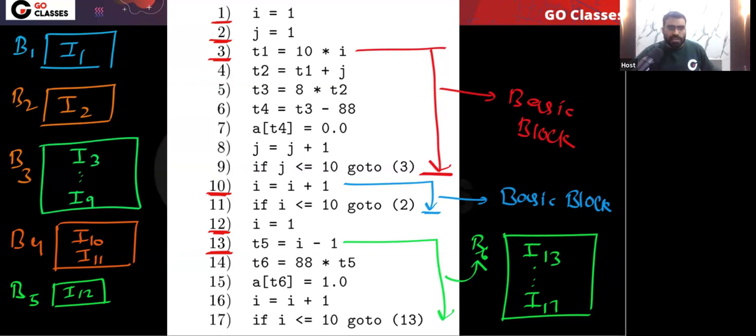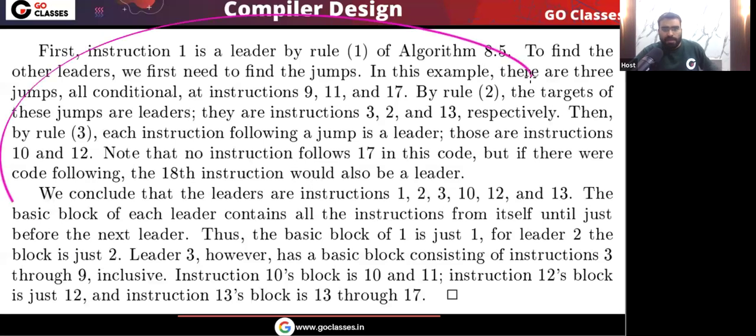I hope you understood. Just go from leader to leader. Very simple. Is this very easy or not? Just find the leaders and after that you can easily solve it. Let me know. This is the complete explanation of whatever we have seen.